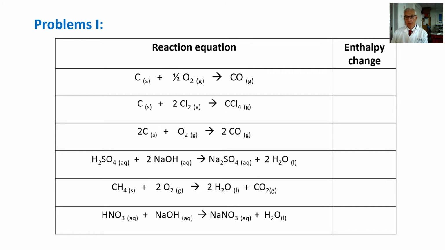So let's do a few examples. I'd like you to try and identify the enthalpy change from the 4 that you've met for each chemical reaction equation. So which description, which label best matches carbon plus half oxygen goes to CO, carbon monoxide. Pause the lesson, come back when you have made your decision.